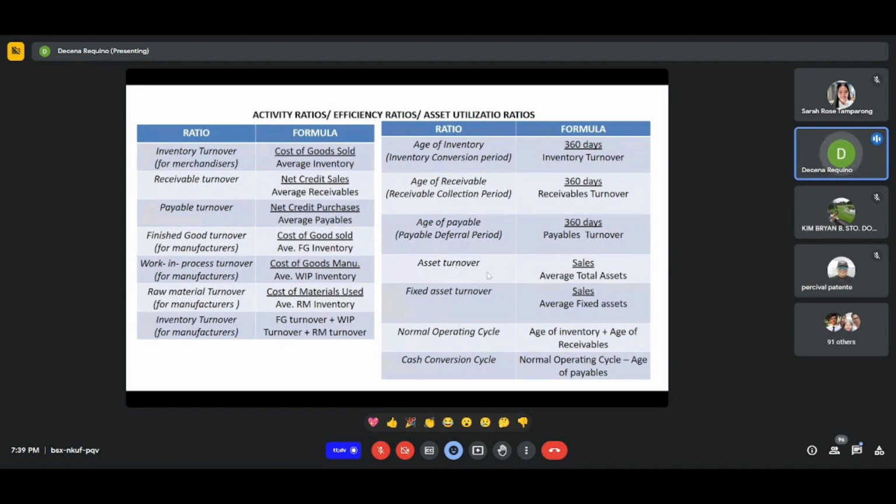For the asset turnover, sales over average total asset. For fixed asset turnover, sales over average fixed asset. For the normal operating cycle, age of inventory plus age of receivable. For the cash conversion cycle, normal operating cycle less age of payable.